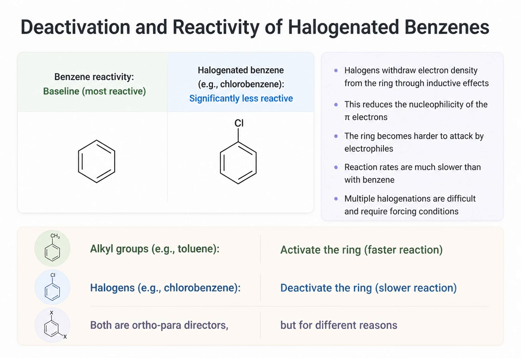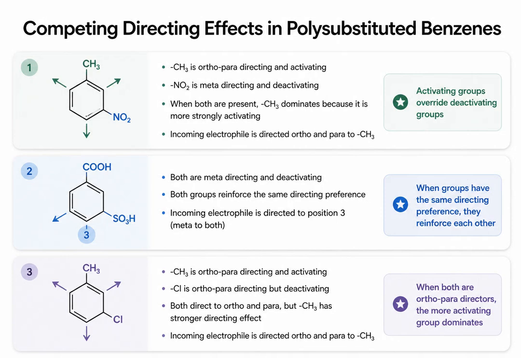This is why multiple halogenations require forcing conditions: high temperatures, excess catalyst, or extended reaction times. It's important to distinguish between directing effects, which tell you where substitution occurs, and activating or deactivating effects, which tell you how fast the reaction goes. When a benzene ring has multiple substituents, their directing effects can either reinforce or compete with each other.